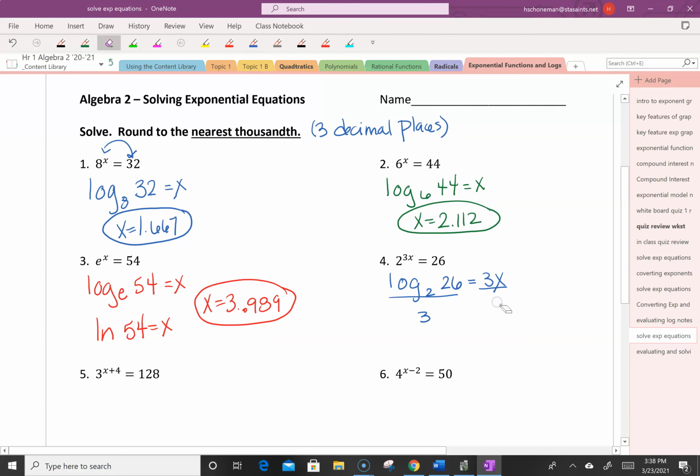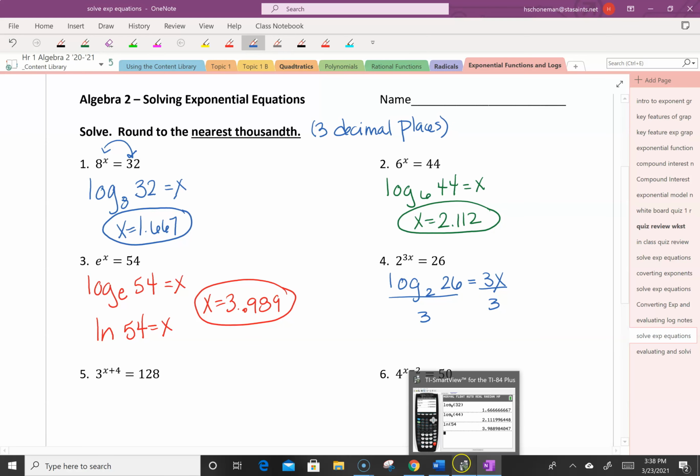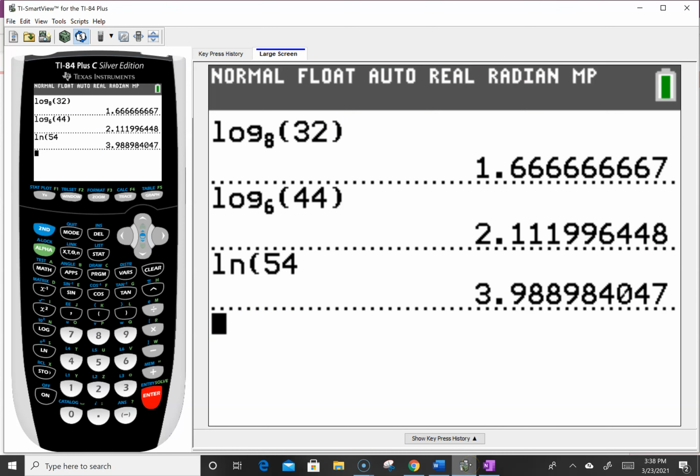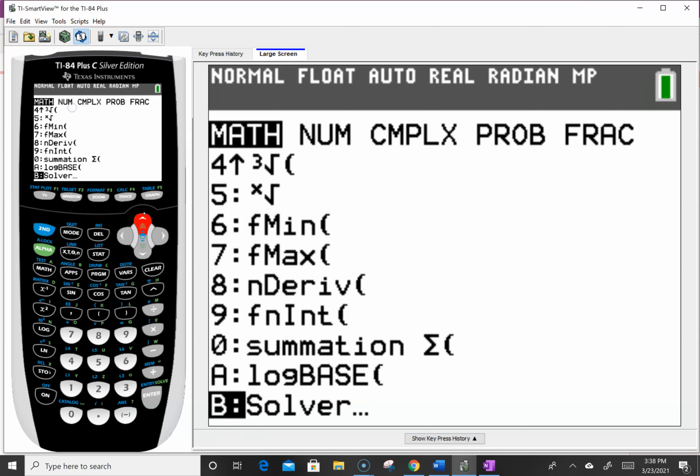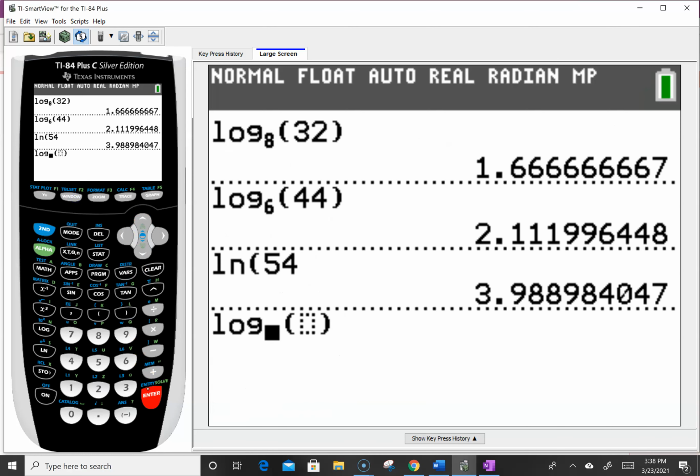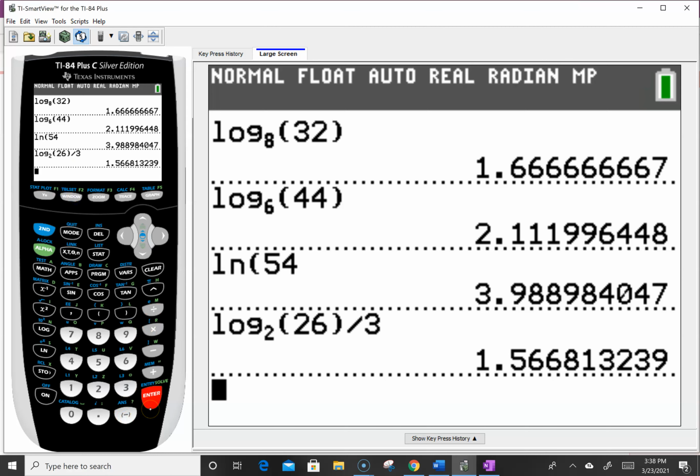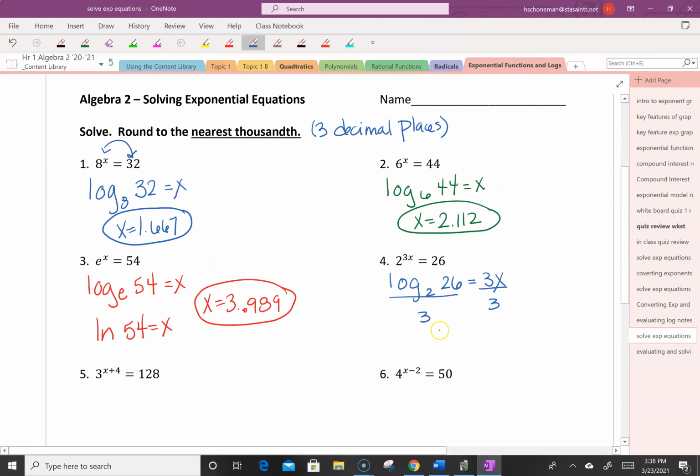And if you can write it out this way, 1, it'll help us for the next problems, and 2, that's going to be less things that we're going to have to put into our calculator. So let's see if we can get this into our calculator. When we have a base other than the invisible 10, we have to go to math, go up to option A. So we have log base 2 of 26, and then make sure you get out of the parentheses. Once you do, you can just hit divided by 3, and there's your answer. 1.567.